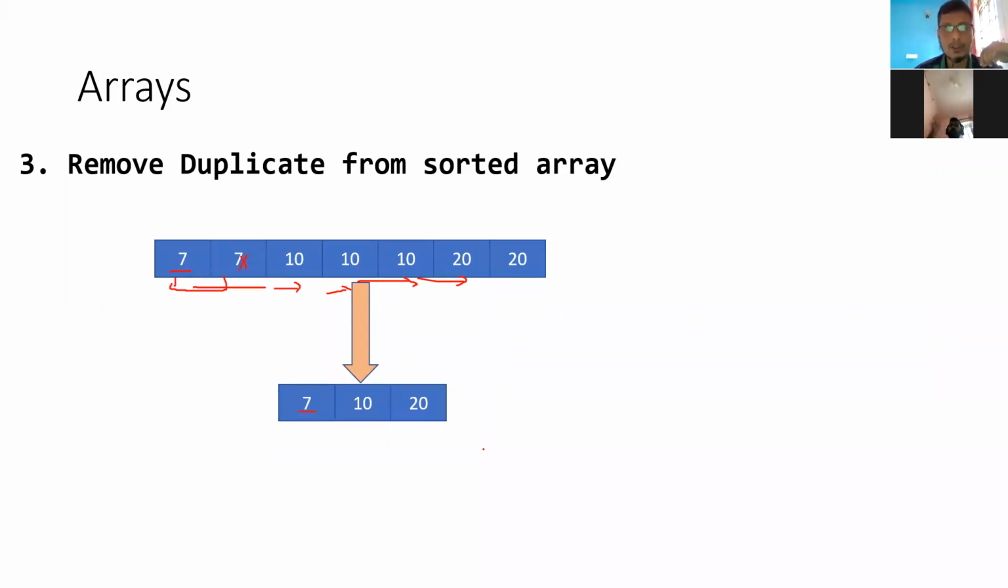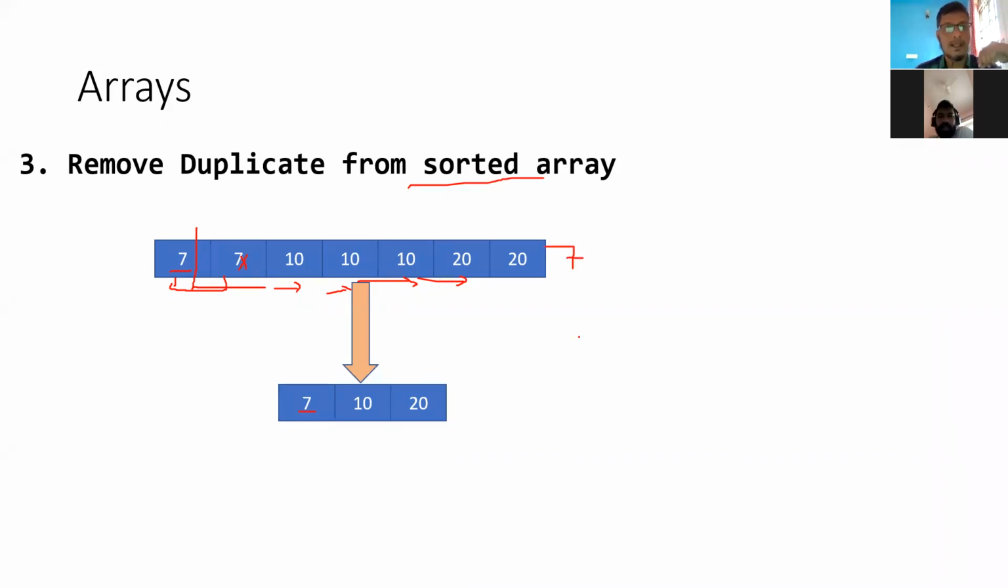And what you are doing is not comparing 7 with all the elements to remove the duplicate, because you are pretty sure that it is a sorted array. That is the reason I told you it is a sorted array. When the array is sorted, you just need to compare the current and the next element only, because if the same element exists, then it will be next to it only, not somewhere here. 7 cannot come here because it is sorted, right? That is a property of it.